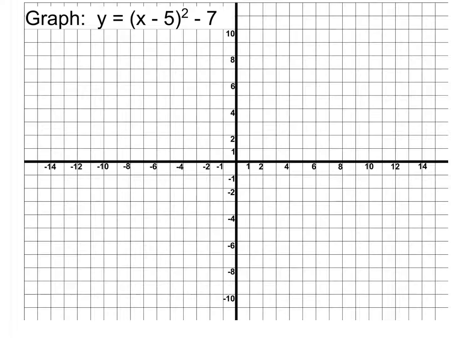So in order to graph this first one, we're going to start by putting our very first point right 5 and down 7. So right 5 and down 7 for that first point. Then follow the same pattern of over 1, up 1. We're going up here because it's not reflected. There's no negative in front of it. Over 2, up 4.